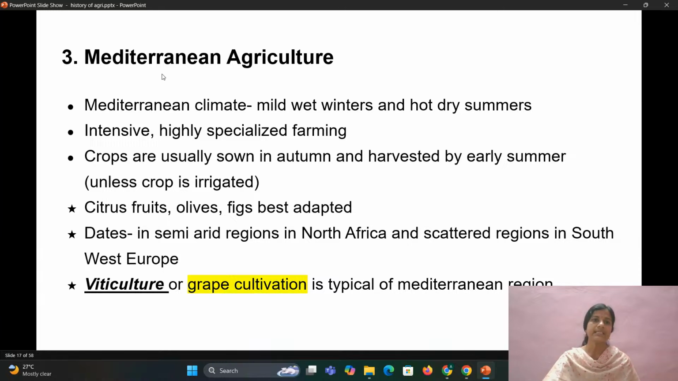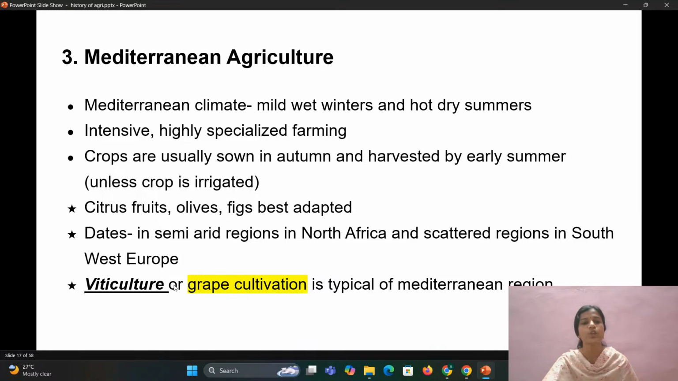Then another type of agricultural system is Mediterranean agriculture. So Mediterranean climate means the climate which is characterized by mild, wet winters and hot, dry summers. That is Mediterranean agriculture. So there the cultivation is intensive, highly specialized, and the crops are usually sown in autumn and harvested during the early summer period. So the major examples for Mediterranean type of agriculture are citrus fruits, olives, figs, etc. And dates. Dates is a crop that is particularly grown in semi-arid regions in North Africa and scattered regions in Southwest Europe.